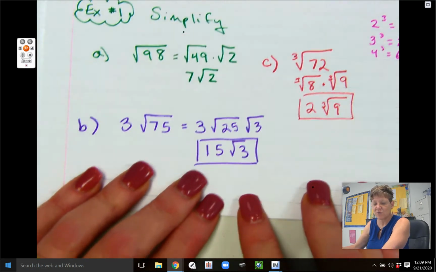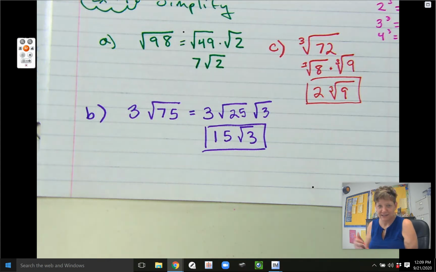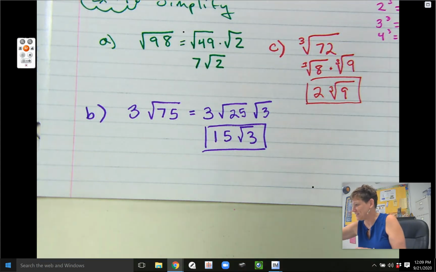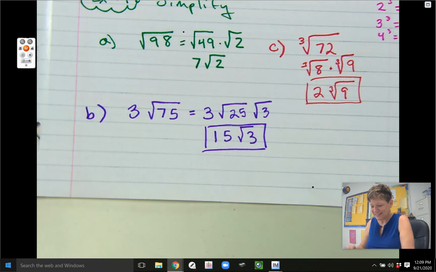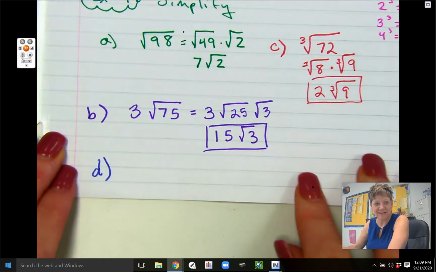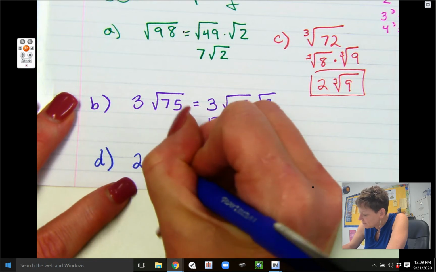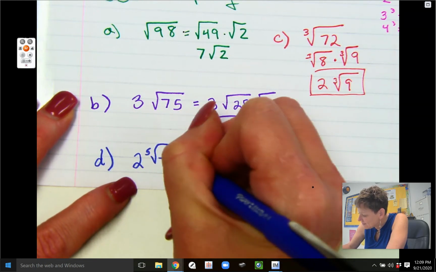All right, we're going to do one more. We're going to do D. See if I can squeeze it on this page here before I go on to the next page. D. All right. And D is going to be 2 the 5th root of negative 96.